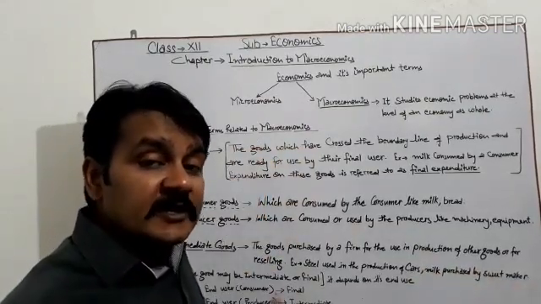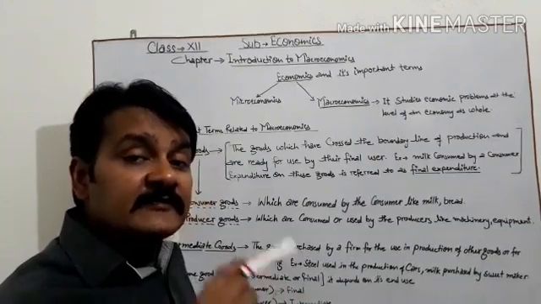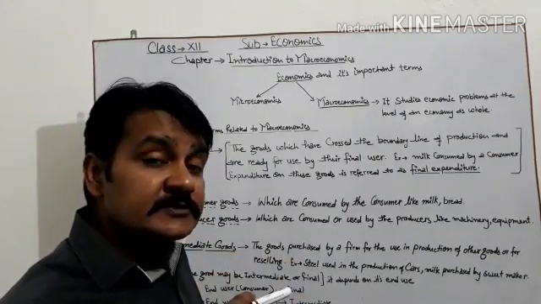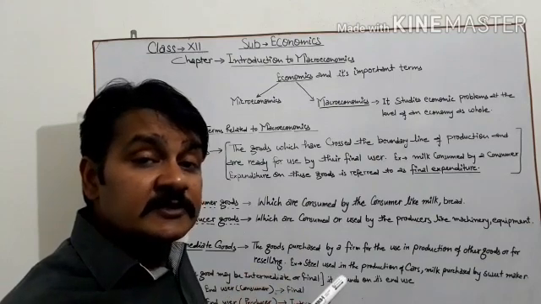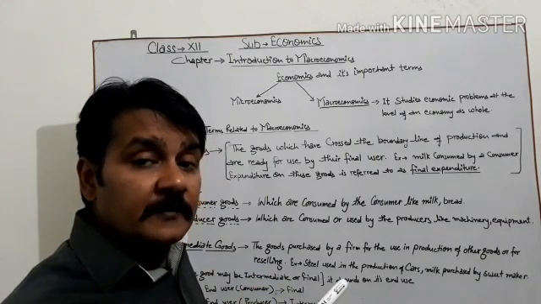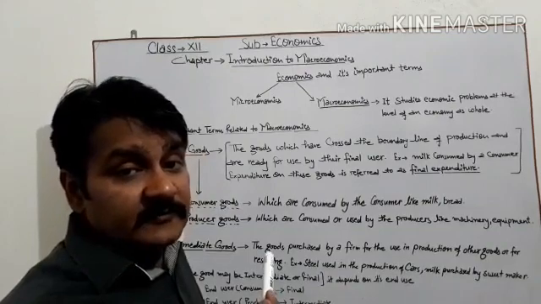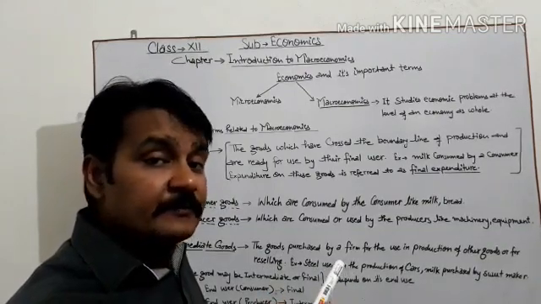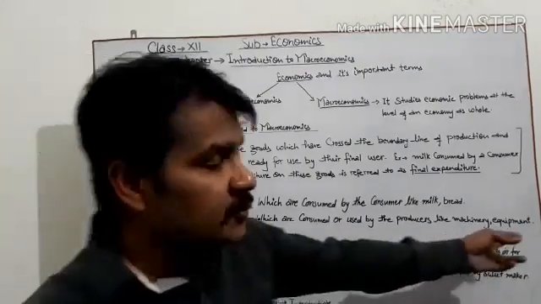Final goods are divided into two categories. First one is final consumer goods, second final producer goods. What are final consumer goods? Which are consumed by consumers, like milk, bread. What are final producer goods? Which are purchased by producers, like plant, machinery, equipment, etc.